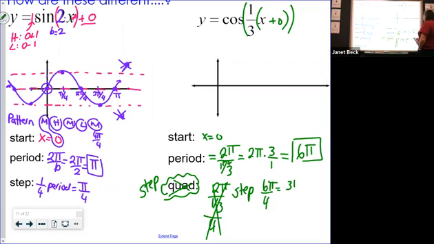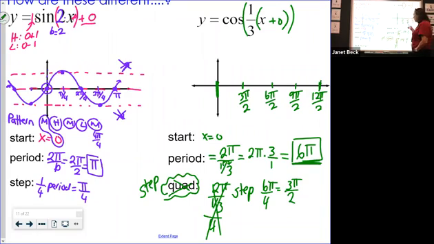So that's 3 pi over 2. This would be 0. This would be 3 pi over 2. This would be add on another 3 pi over 2. It would be 6 pi over 2. This would be 9 pi over 2. This would be 12 pi over 2. Because we started at 0, this last step should be the same as the period, and it is. 12 pi over 2 is 6 pi. I'm not going to do that graph now. Let's graph something else.